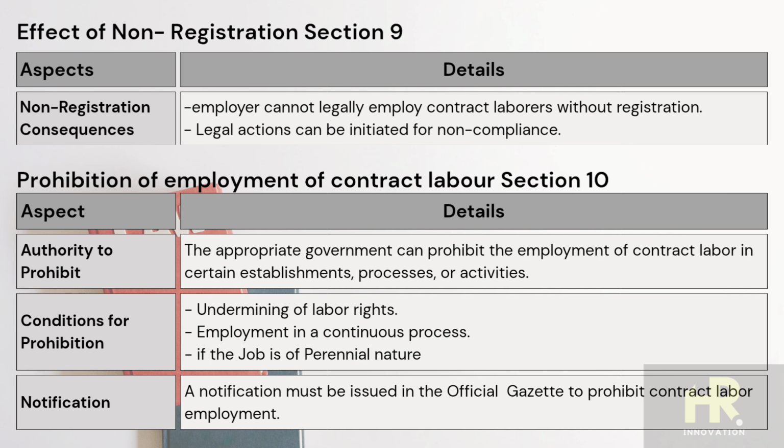Section 10 of the Contract Labor Act explains when contract labor can be completely banned. The central or state government has the power to ban contract labor in certain industries, activities, or processes. The government may prohibit contract labor if workers' rights are being exploited, the work is part of a continuous process, or the job is of a perennial or long-term nature. But remember, the ban becomes official only when a notification is published in the official gazette. So, Section 10 is all about protecting workers and ensuring fair employment practices.